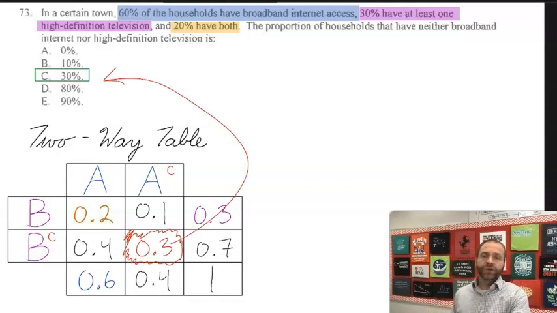This is a good one because it shows you how to approach it from the Venn diagram standpoint, which is important for knowing where you start, and how to approach it using a two-way table. So hopefully this helped clarify question 73.